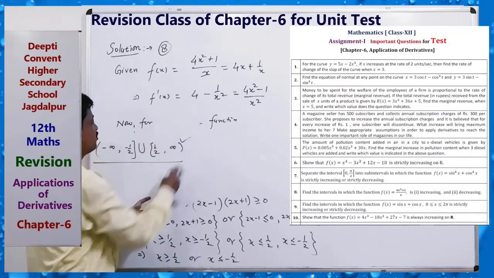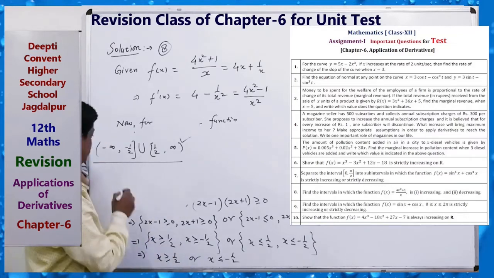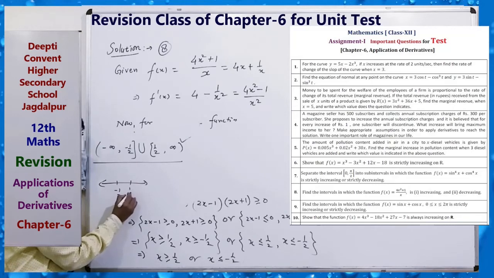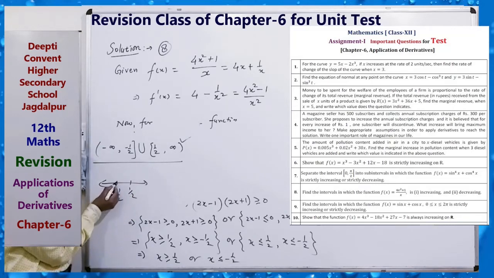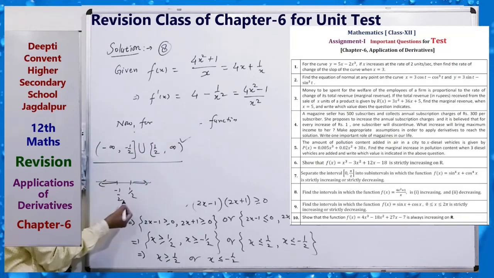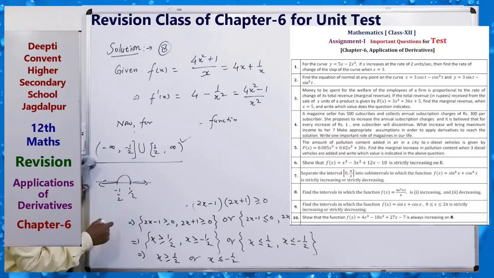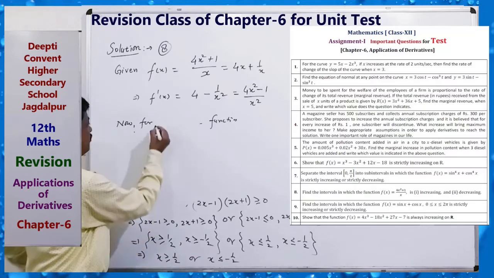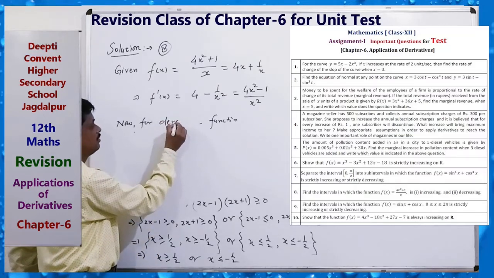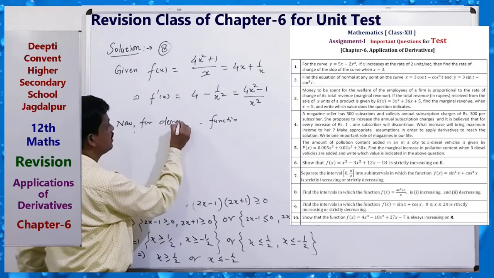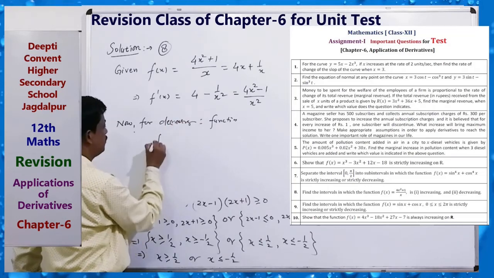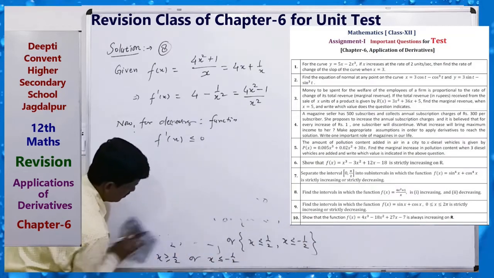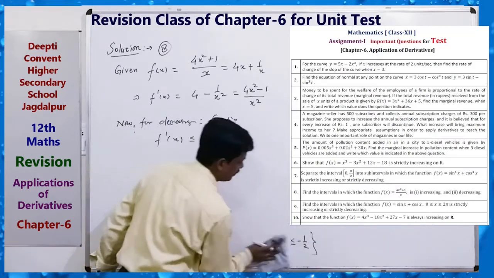How? We can prove it here also. Minus half, plus half. We see in this plus and in this plus the function is increasing. In between minus half to plus half it will be decreasing. For a decreasing function, f dash x is less than or equal to 0. So we can solve it.